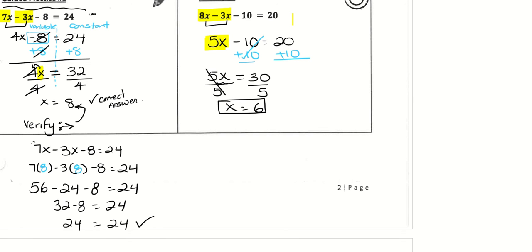Okay. So one thing I want to say to you: when you solve one-step, two-step, or multi-step equations, first you should be adding or subtracting. Then it will be multiplying or dividing.